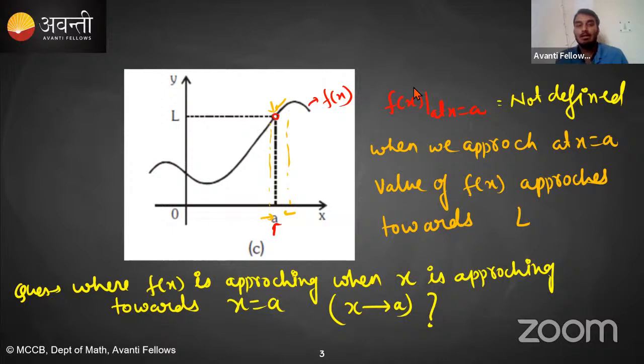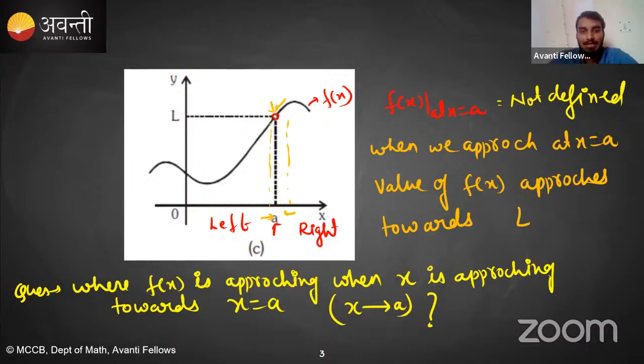Okay. So as you can see, students, there are two ways of approaching towards x is equal to a, right? From the left-hand side, yes or no? This is approaching towards the left-hand side, right? And this is approaching towards the right-hand side, right? That's why there are two types of approach, left-hand limit and right-hand limit.